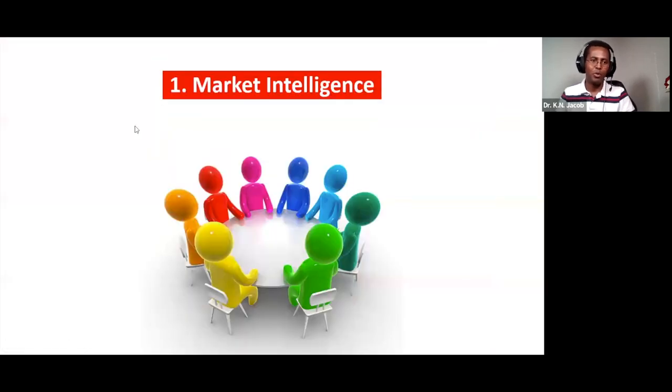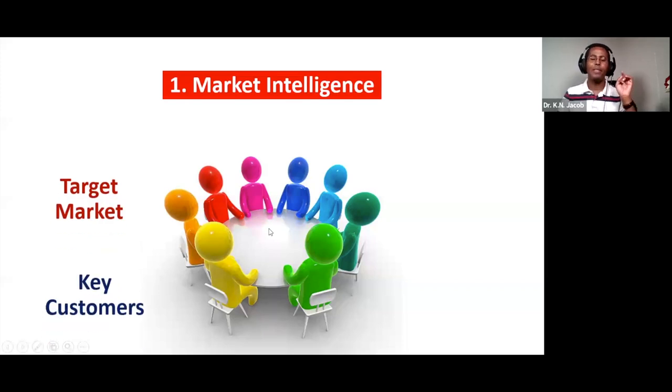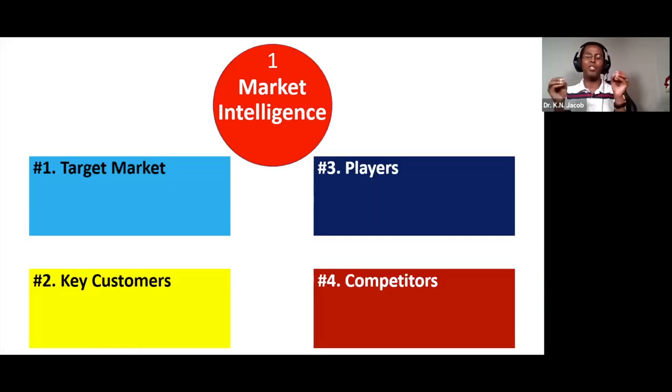I don't know what comes to your mind when you hear about market intelligence. I'll ask you a question later, but what I'm talking about today is, number 1, target market. Number 2, key customers. Number 3, the players. And number 4, competitors. Before you think of what product and service you're offering, first think critically about the market you're penetrating, if you're new, and if you're existing, which market you operate in. The first thing is to understand the market in which you operate.